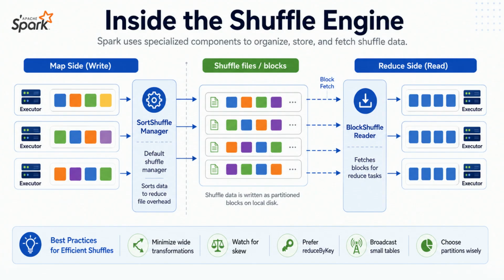Understanding these components helps you reason about where time, memory, network, and disk usage are being spent during a Spark job. This knowledge allows you to optimize your code, identify bottlenecks, and make informed decisions to improve the efficiency and scalability of your applications.